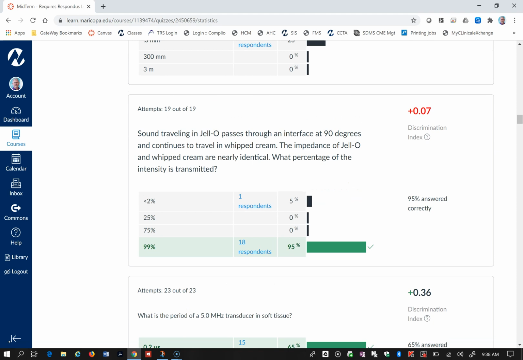Next question. Sound traveling in jello passes through an interface at 90 degrees and continues to travel in whipped cream. The impedance of jello and whipped cream are nearly identical. What percentage of the intensity is transmitted?